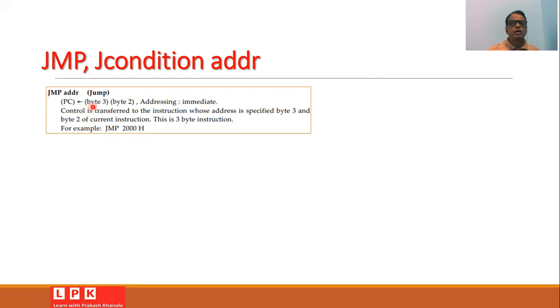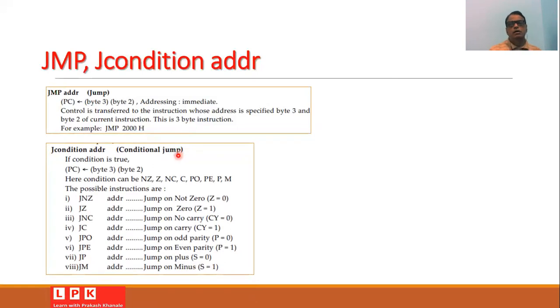Say, for example, we write the instruction JMP 2000H, and suppose you are at a statement at memory location 1000H. When this instruction is executed, the control will be transferred to memory location 2000H, and the instruction stored at that location will be executed by the microprocessor. This instruction is a 3-byte instruction because the address of the memory is mentioned within the instruction itself.